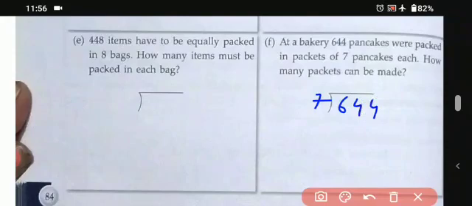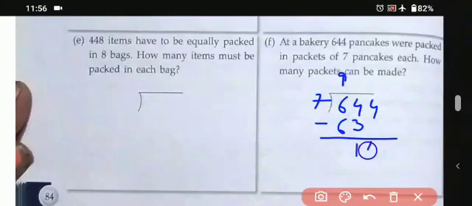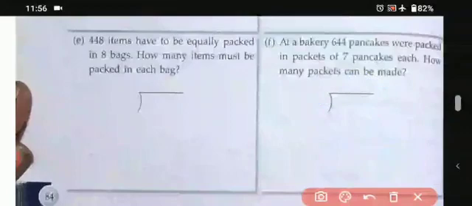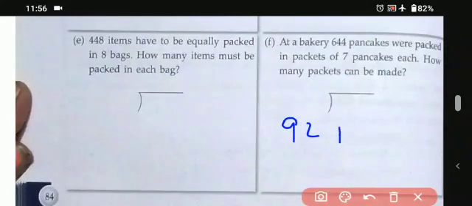So does 63 come? Yes, students. 63 comes at 9 times. 7 nines are 63. So we have to write it down like this. And when we do the minus, 64 minus 63, that comes 1. So 4, the next digit, will come down as it is. So 14, 7 ones are 7, 7 twos are 14. So we have to write it down here like this and here like this. So when we minus it, that means 0. So what is the answer? That we need at least 92 packets.